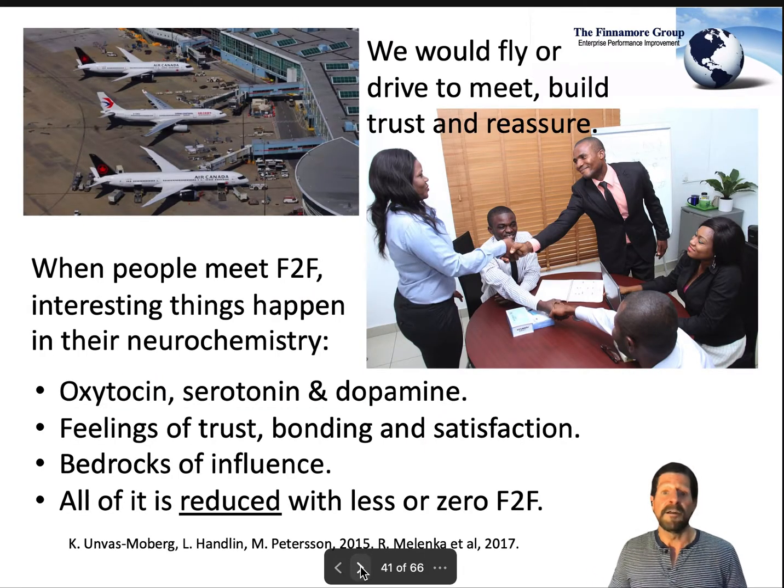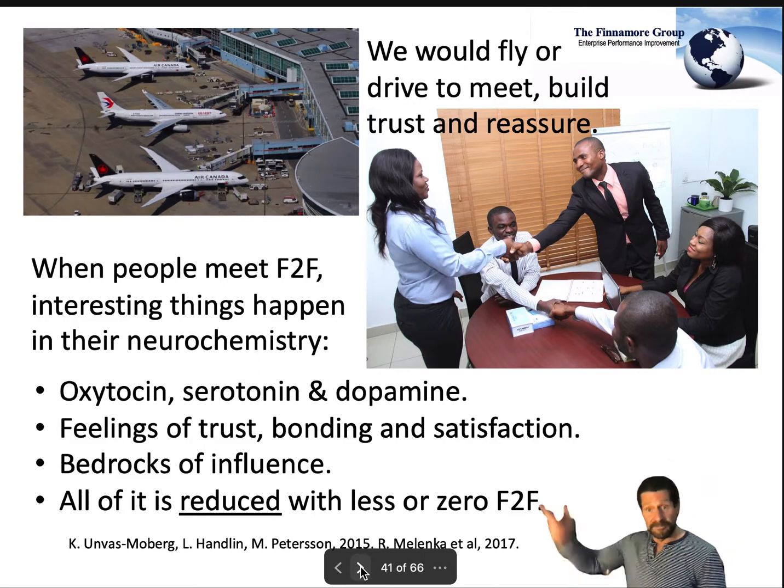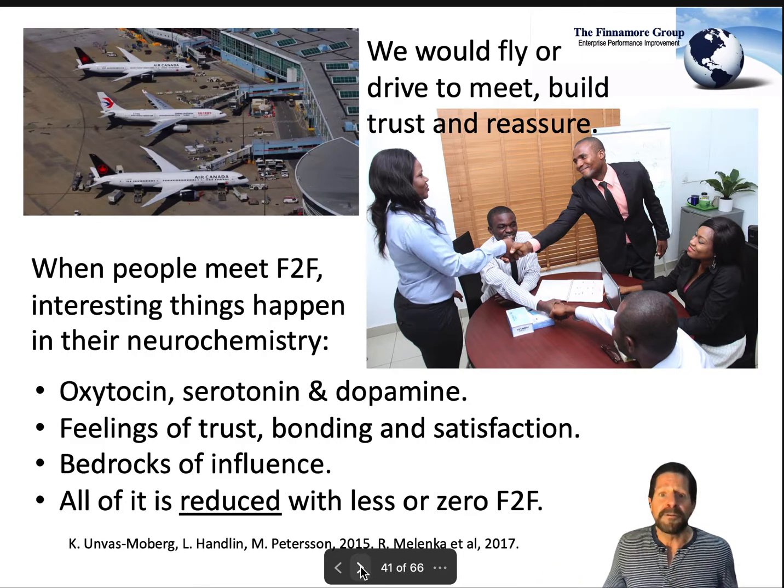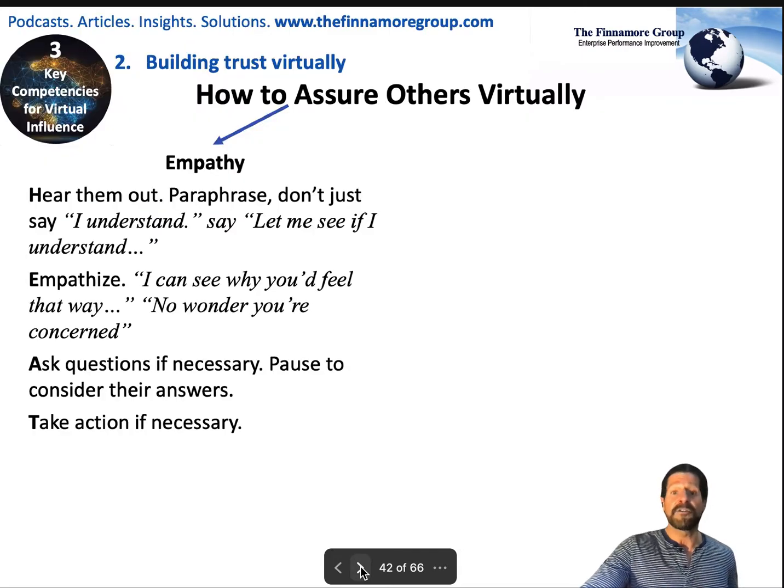So, how did we used to reassure people? Well, we'd fly there or we'd drive there to meet them. Customers, colleagues, prospects, employees, right? We could build trust. The very fact that we invested in the trip showed them and reassured them. We used to do that all the time, and today we do that less. And remember what we said in part one, when people meet face to face, things happen inside their bodies. Oxytocin, serotonin, dopamine, making feelings of trusting and bonding. And this is the bedrock of influence. And it's all reduced when you can't do that. So what are the ways we can reassure if we can't do that?